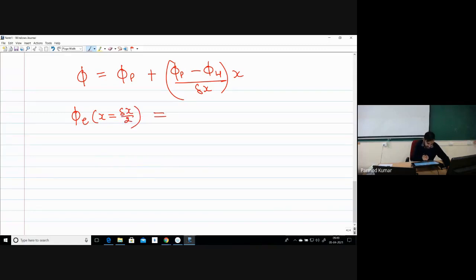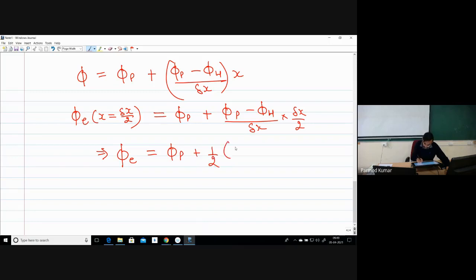So I can estimate phi at the east face, which is x equal to delta x by 2. It will become phi P plus phi P minus phi W divided by delta x into delta x by 2. So by considering the linear upwind differencing scheme, I will get phi e as nothing but equal to phi P plus 1 by 2 into phi P minus phi W. Now can you tell me what about the QUICK scheme? If the same face I have to estimate using QUICK, what will be the value of phi e? After linear, the next term is quadratic.